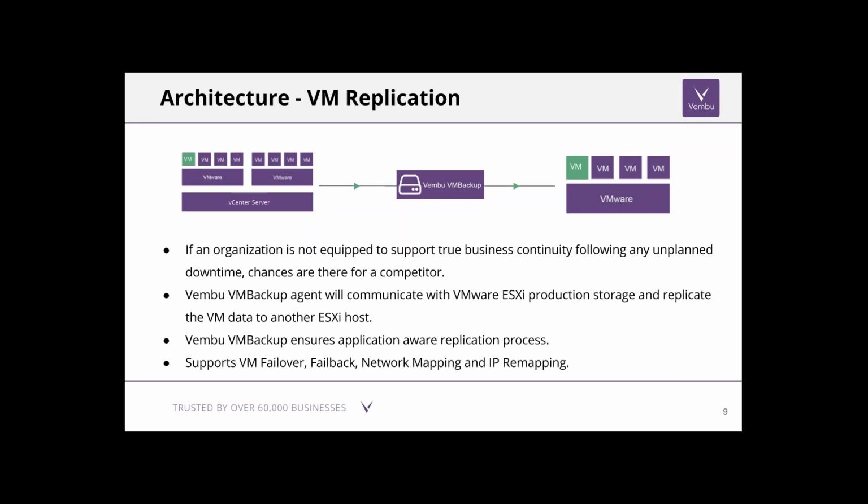And Vembu VMBackup also does an application-aware replication process to ensure the consistency of the applications running inside the VMs. It also provides failover, failback, network mapping, and IP remapping to avoid downtime in case of a disaster.